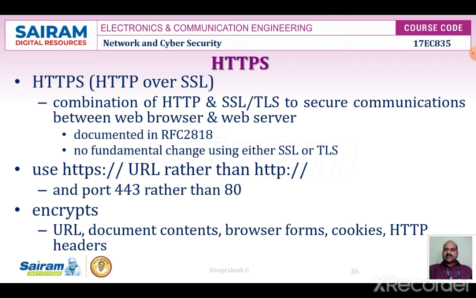So that is what happens when HTTPS is used. These elements of the communications are encrypted: the URL of the requested document, the content of the document, the content of browser forms, cookies which have been sent from the browser to the server or from the server to the browser, as well as the content of the HTTP headers. These are the things in the communication that are going to get encrypted.